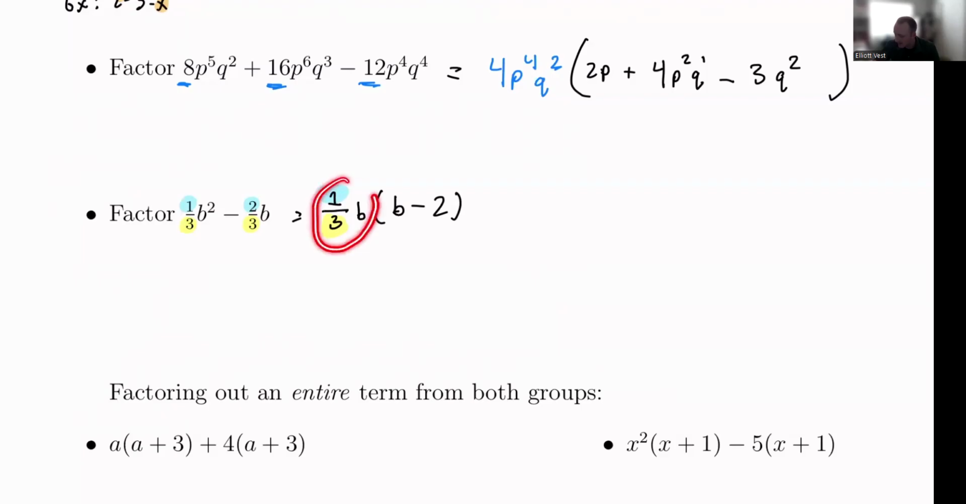Well, let's distribute this back in. 1/3 b times b becomes 1/3 b squared. 1/3 b times 2 becomes 2/3 b. And there we go. This is why it's sometimes nice. I've pulled this fraction to the side, and now I have things I can maybe work with in later problems as well.